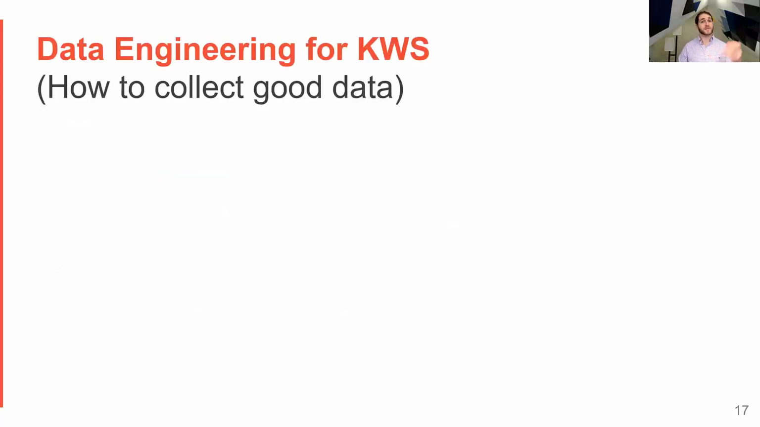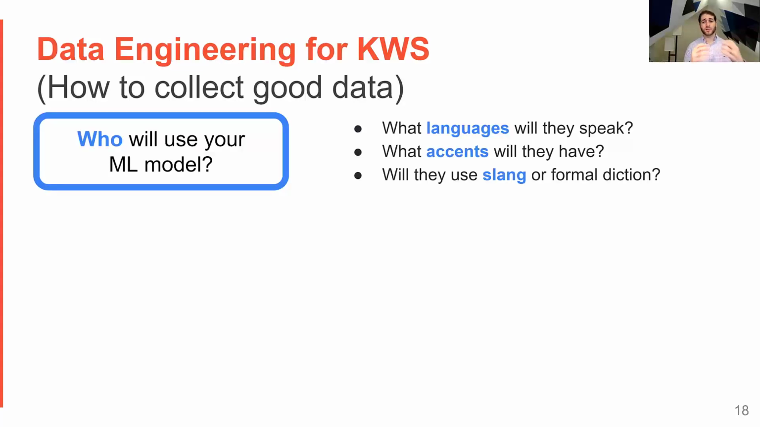So I'm going to talk a little bit about data engineering for keyword spotting, but also point out how to collect good data in general. In general, there are three big questions that you want to think about. The first is, who will use your machine learning model? In the case of keyword spotting, we want to understand what languages, what accents, and what slang people are using, so that we pick relevant keywords and collect data that captures the diversity of the kinds of speakers that are going to be using our product.